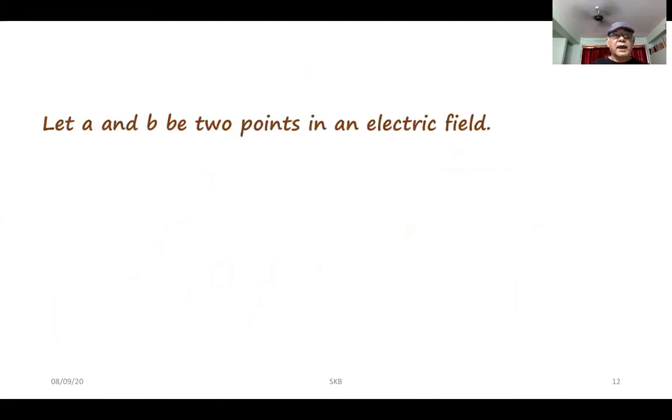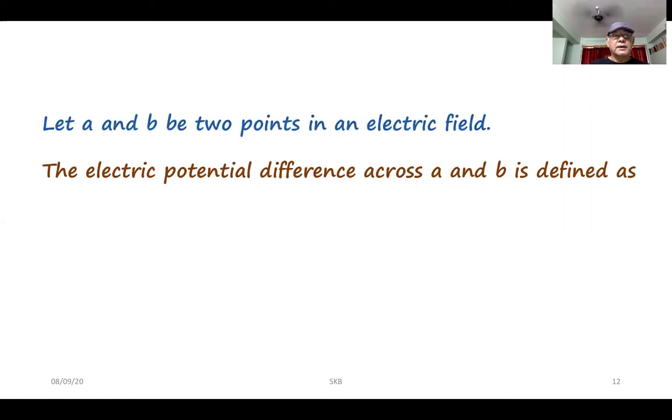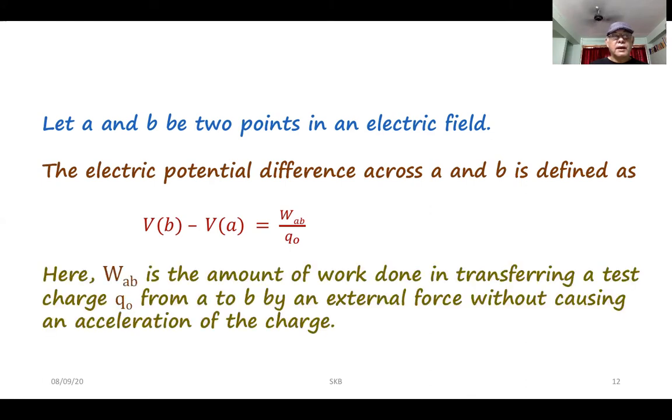Let A and B be 2 points in an electric field. The electric potential difference across A and B is defined as V_B minus V_A equal to work done W_AB divided by Q0. Here, W_AB is the amount of work done in transferring a test charge Q0 from A to B by an external force without causing an acceleration to the charge.